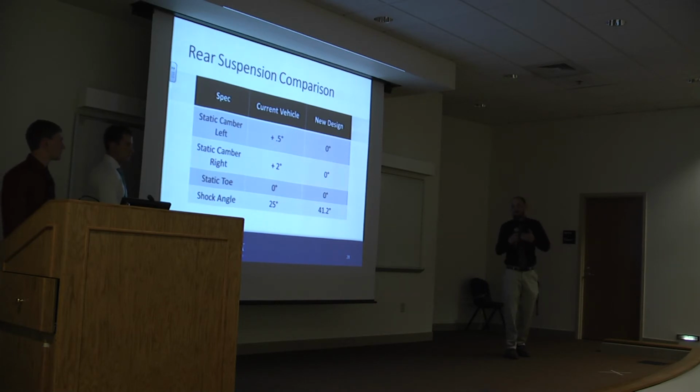So if for some reason the camber would get out of spec, somebody could go in there and readjust it and make it right. The biggest change, other than the configuration, is the shock angle. Shock angle is much higher. This will allow for a lot more vertical travel with a lot less linear travel in the shock.